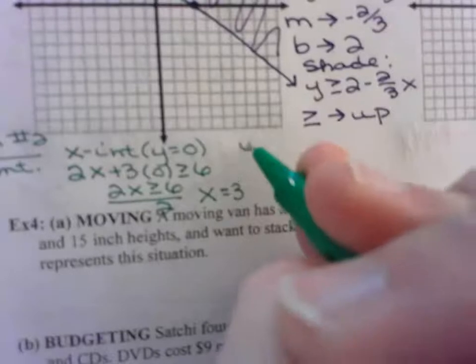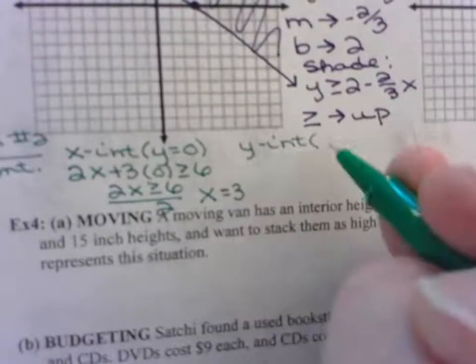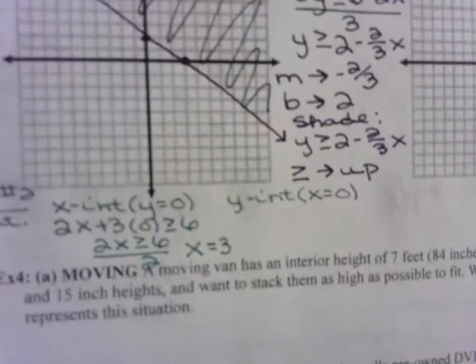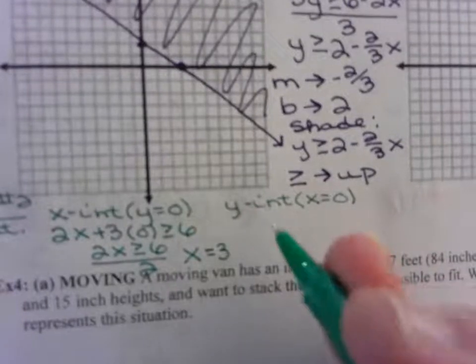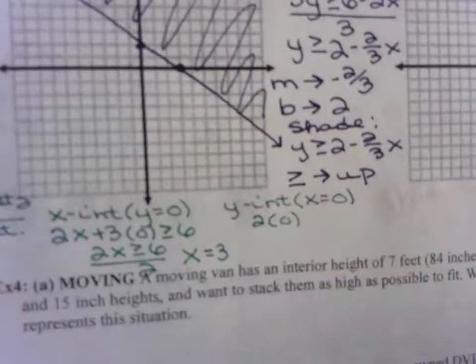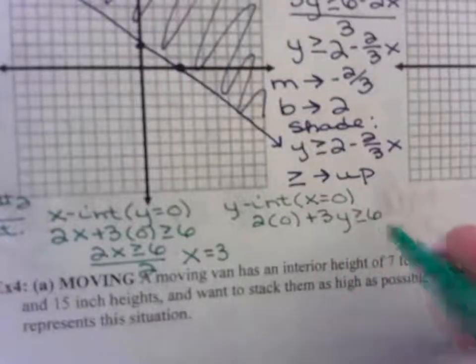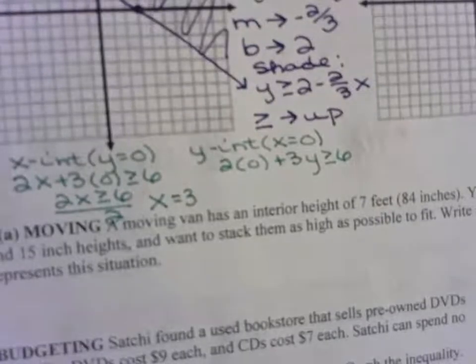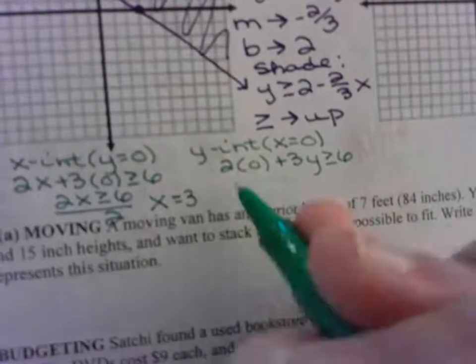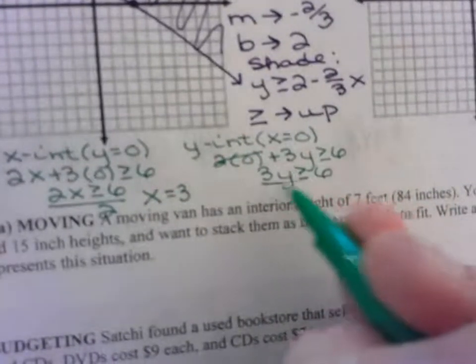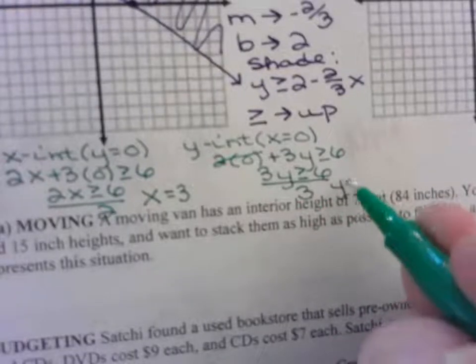Okay, the next one, the y-intercept. If I want to know the y-intercept, what do I plug in for x? 0. So if I plug 0 in for x, take your original and plug 0 in for x. So 2 times 0 plus 3 times y, 3y is greater than or equal to 6. I mean, you're just plugging in 0. Either way, there's work involved. Okay, 3y is greater than or equal to 6. Divide by 3, so my y-intercept is what? 2.